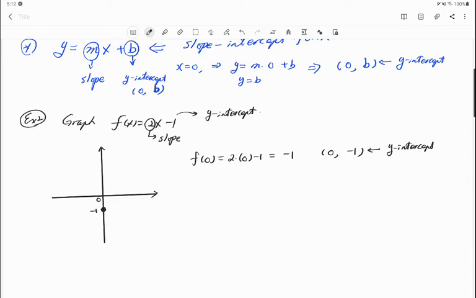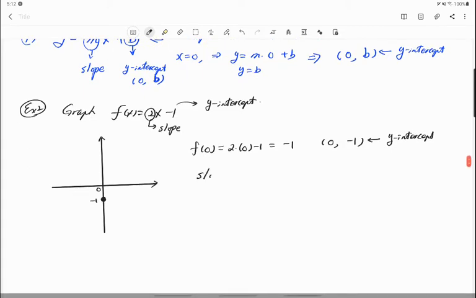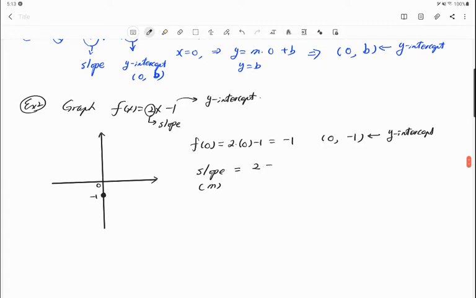And then using the slope, m equals 2, right? So 2 means 2 over 1. This means the numerator is the amount you go up, right? Rise over run. This is run. So positive 2 means go 2 units up. So starting from this point, I want to go 2 units up.